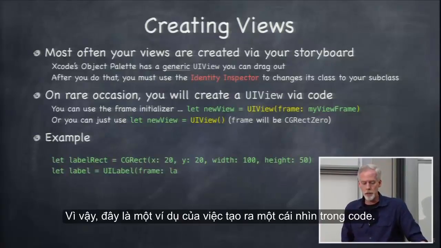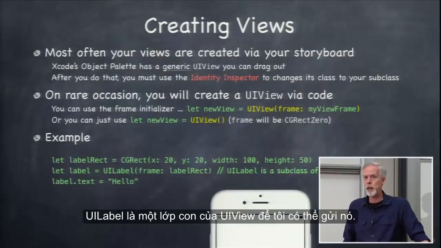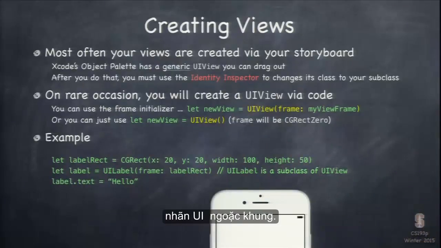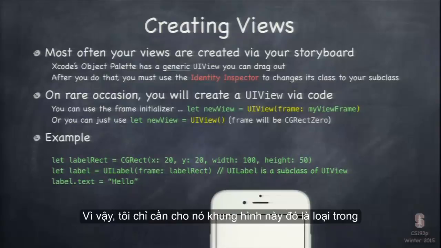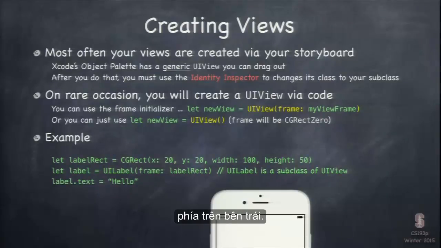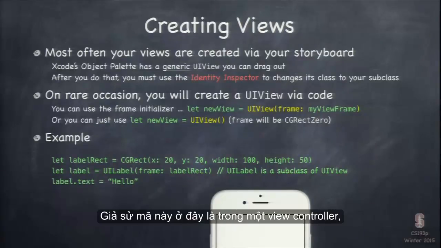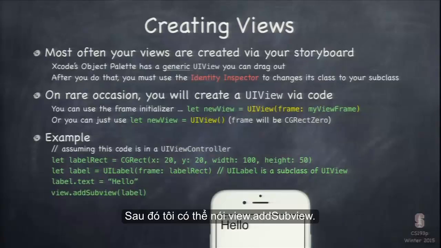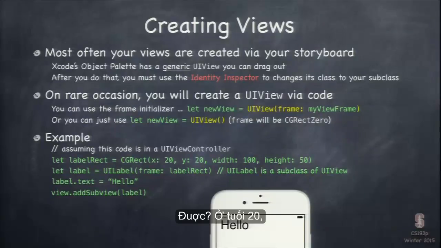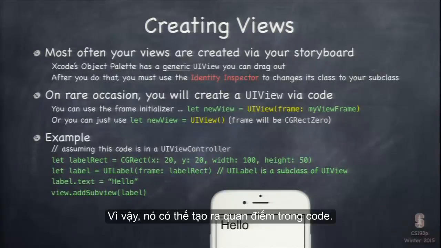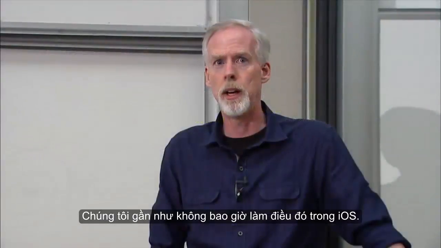So here's an example of creating a view in code. I'm going to use UILabel. A UILabel is a subclass of UIView, so I can send it UILabel parentheses frame. So I just give it this frame, which is kind of in the upper left. Notice I've created this view, but it's not on screen yet. Okay? Assuming this code here is in a view controller, I could then say view.addSubview, because remember, view is a property in my view controller, which is that top level view. And I can say add subview of the label, and boom, it'll appear on screen, at 20, 20, width 100, height 50. Okay? So it is possible to create views in code. We almost never do that in iOS. We use storyboards.